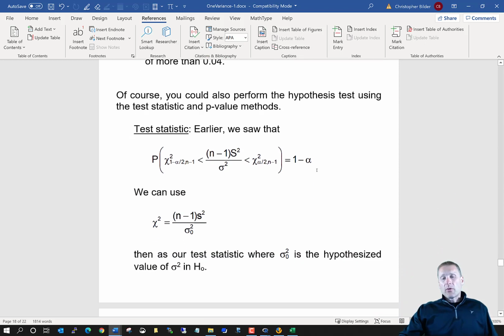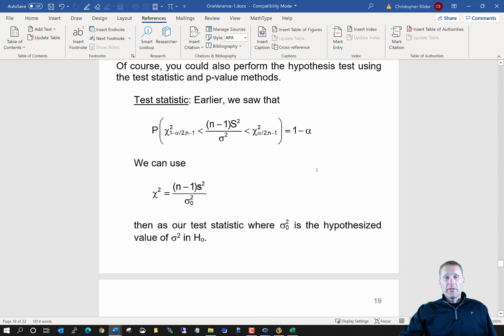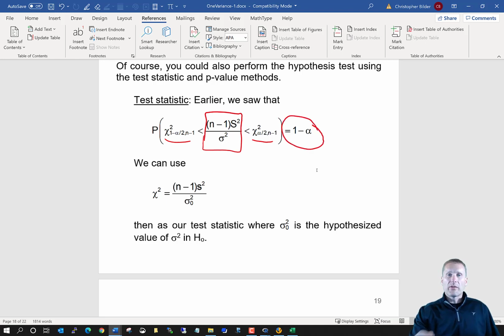Now, you could also perform this hypothesis test using a test statistic and a p-value. And I'm going to say it once again, it all goes back to what we learned earlier in the semester with one population mean. The way that we approached that particular situation, we looked at a statement such as this, where we have some numerical value here that was a function of our statistic and our parameter of interest. We surround it by the two quantiles from the corresponding distribution so that we can say with a certain probability what's the probability that this middle random variable is between these two numbers.